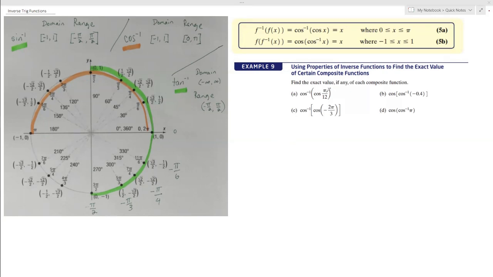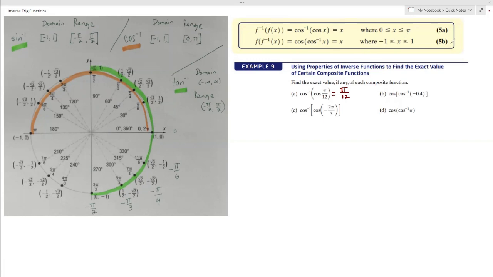Okay, so let's look at this first situation, the inverse cosine of the cosine of pi over 12. So we're up in this 5a territory. And since pi over 12 is greater than or equal to 0 and less than or equal to pi, not much work here. We just bring that out and say, okay, pi over 12. Everything is okay there.